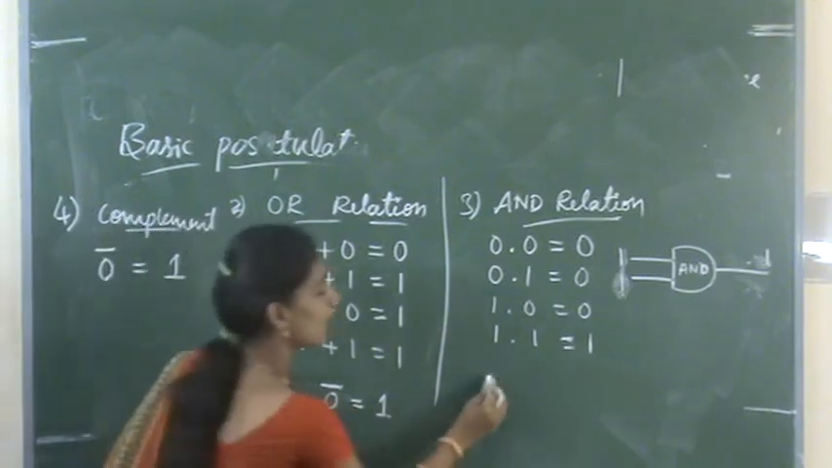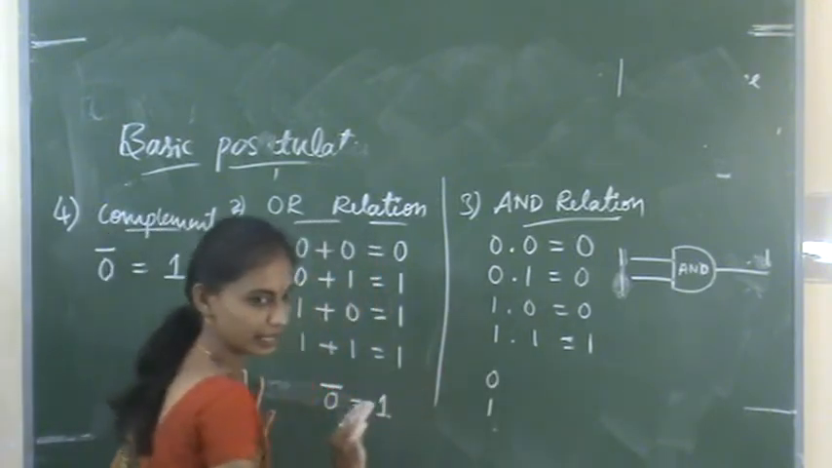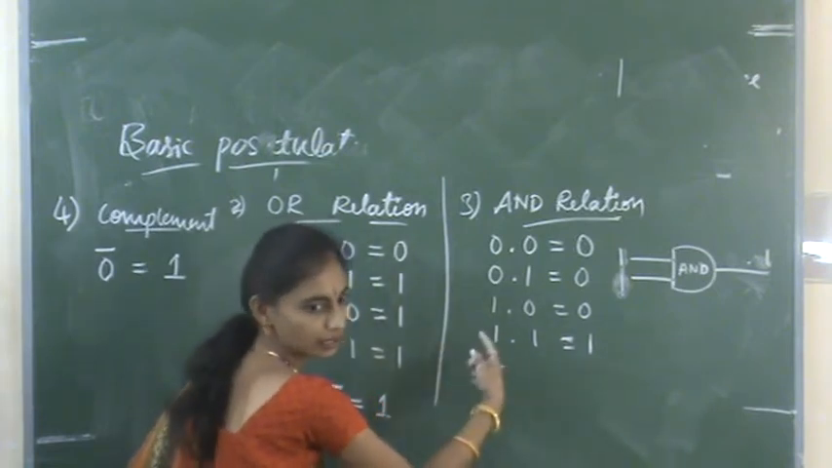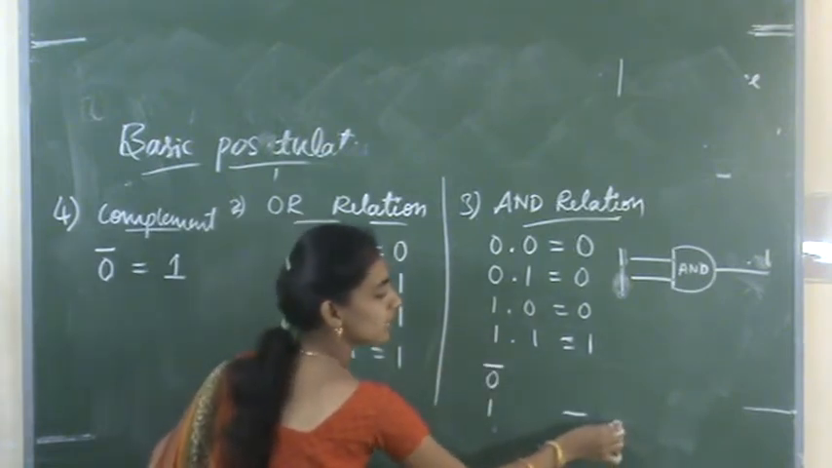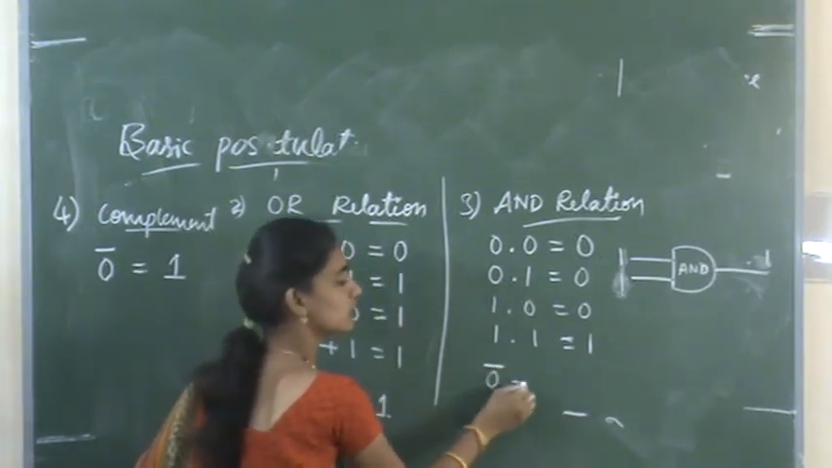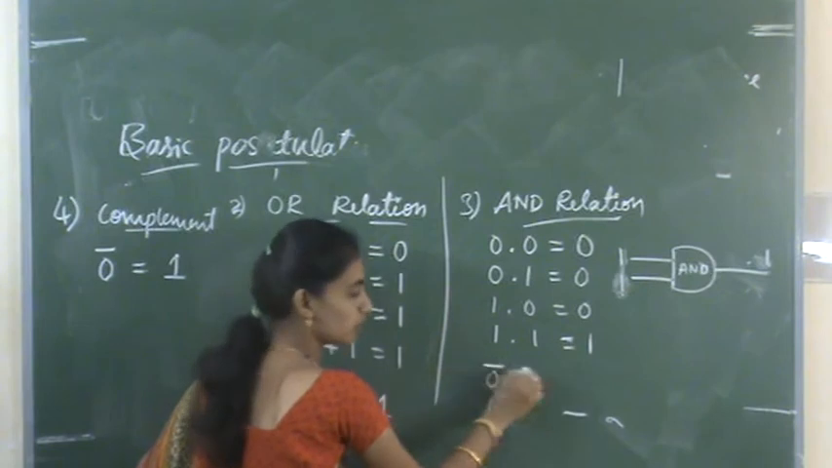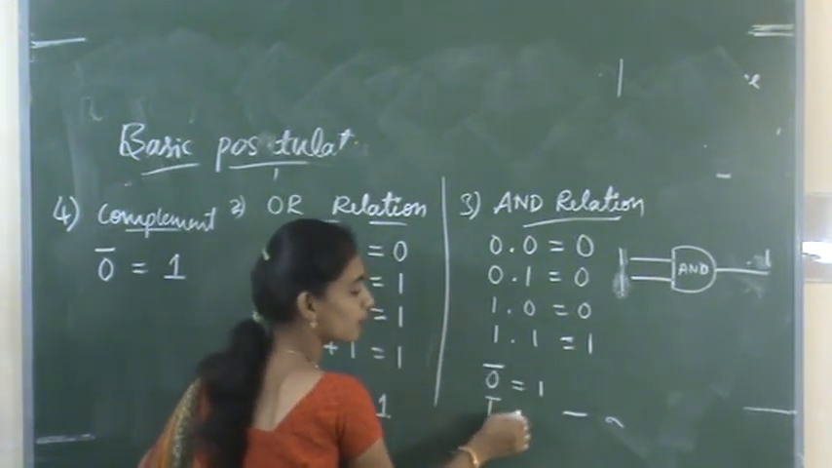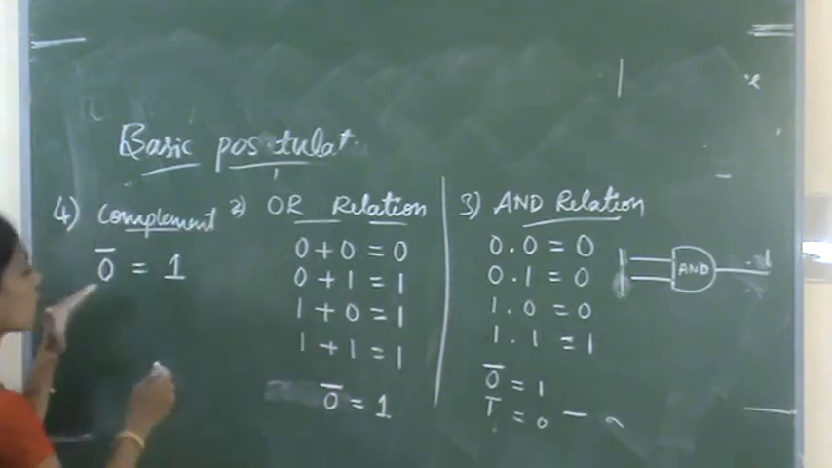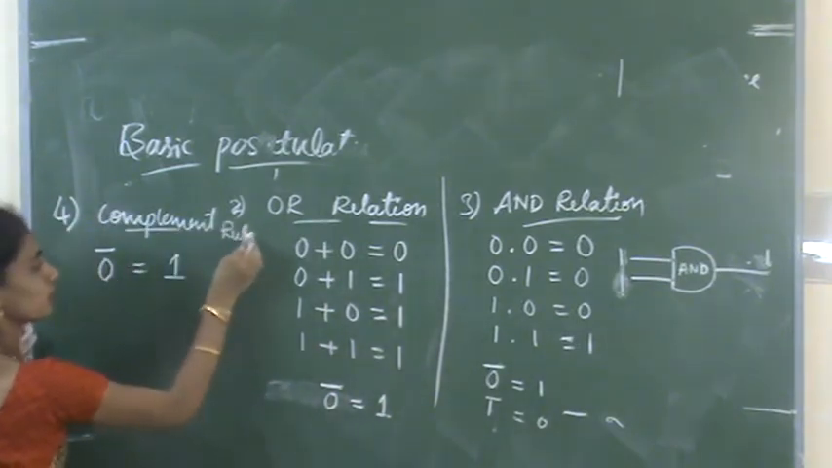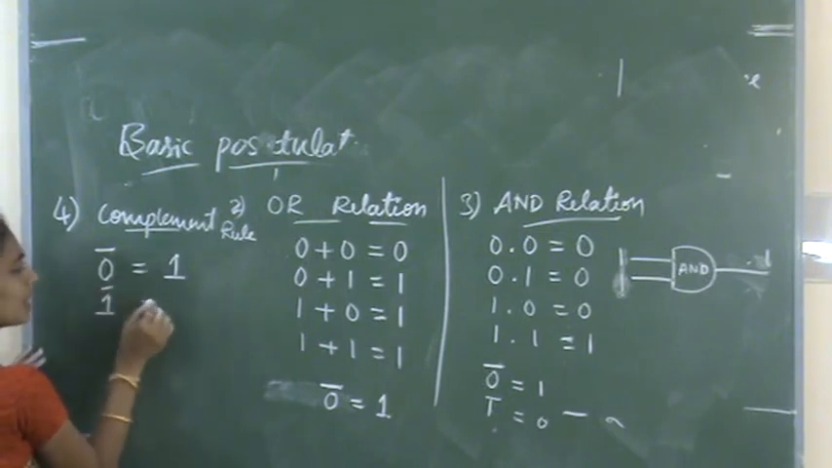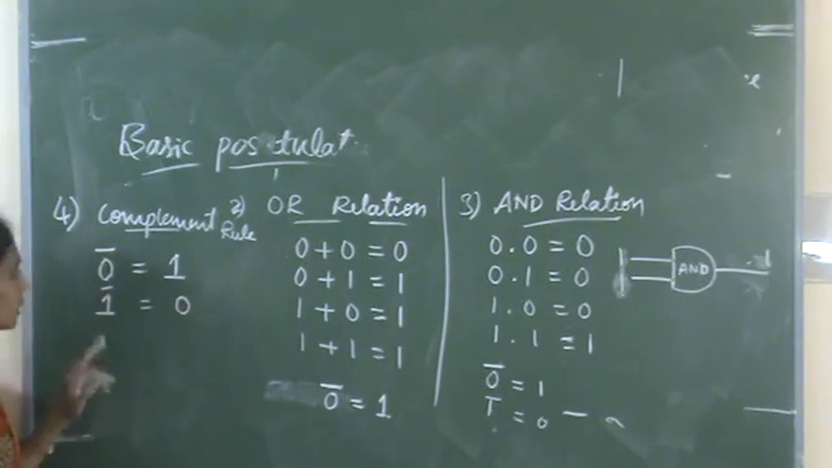Okay, so we have only 0 and 1, right? So if I provide 0 bar, the complement of 0, the bar represents the complement of it. So 0 bar means complement of 0 is 1. 1 bar means complement of 1 is 0, right? So that is the complement rule. 0 bar is equal to 1 and 1 bar is equal to 0.